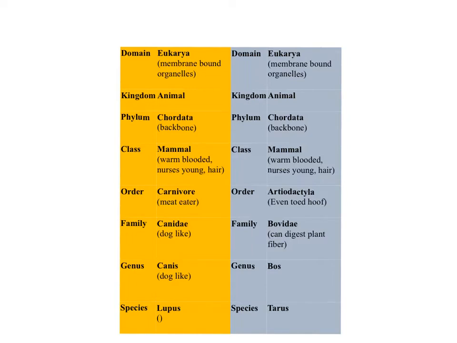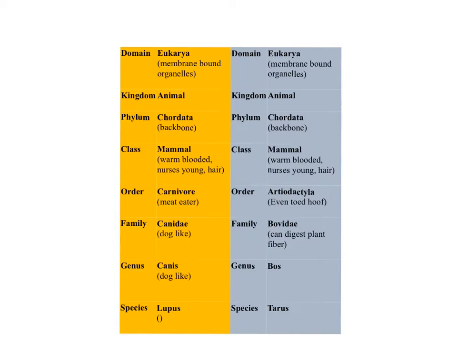Artiodactyla, which means it has a hoof with even toes, so it's got either 2 toes or 4 toes. You probably heard of a pterodactyl, so that would be like 4-toed, I guess. So artiodactyl, even-toed hoof. Bovidae, which means it can digest plant fiber. Bos and Taurus. So you probably heard the word Taurus before. I know there's a Ford Taurus that you can drive, but Taurus, you might shout Toro, Toro, or your astrological sign might be Taurus.